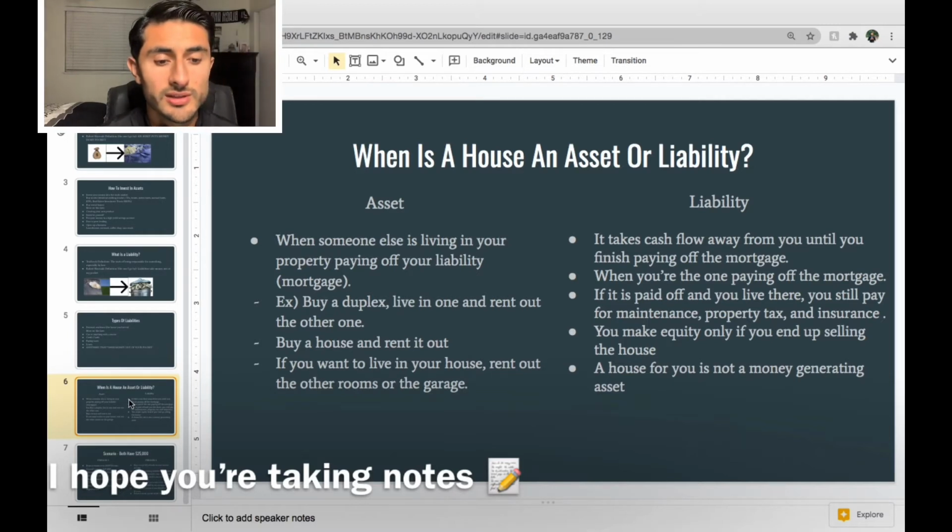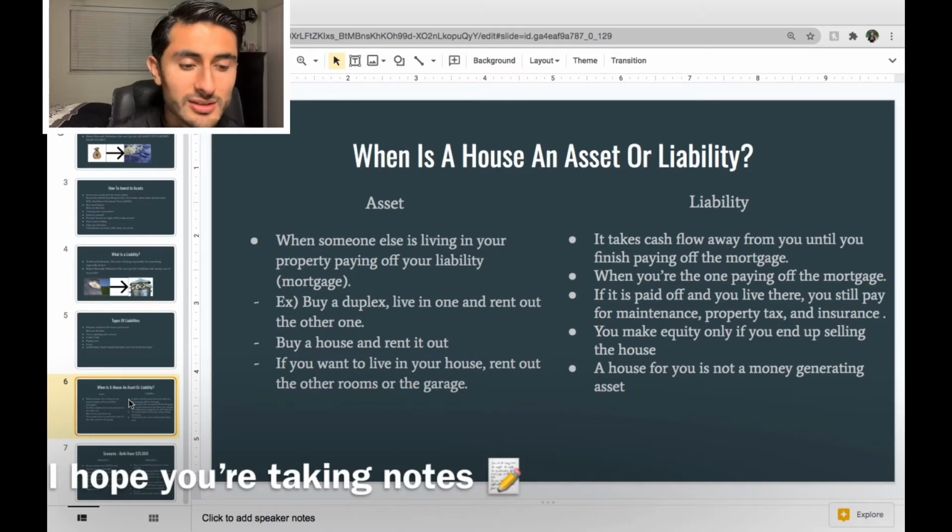And another way that a house can be an asset is if you were to buy it and once you sell it, the profit that you make off of it, that's when it's an asset because you made money off of it. If you were to buy a rundown home and you fix her up, you sell that, that's when it's an asset as well. As long as it's putting money into your pocket, then it's an asset.